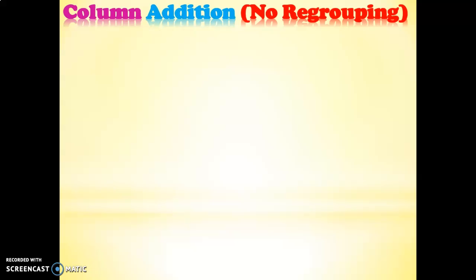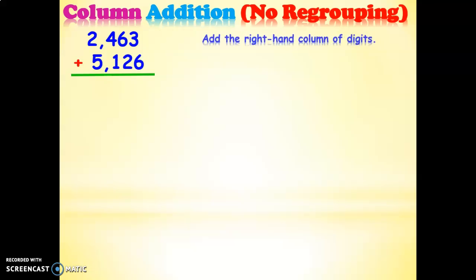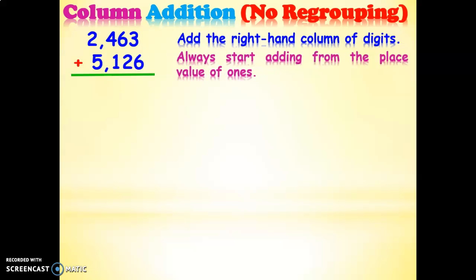Now let's go on with our lesson for column addition. This one means no regrouping. So for our example, you have 2,463 plus 5,126. Now to do column addition with no regrouping, the first thing we have to do, and you need to try to remember, is to always add the right-hand column of digits. You need to start adding from the place value of ones.